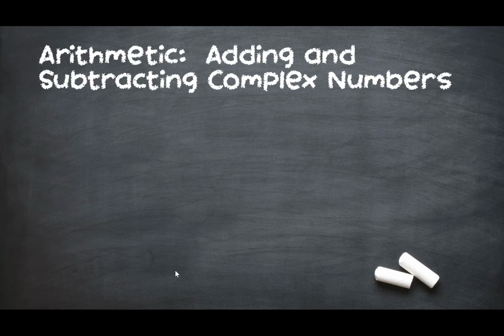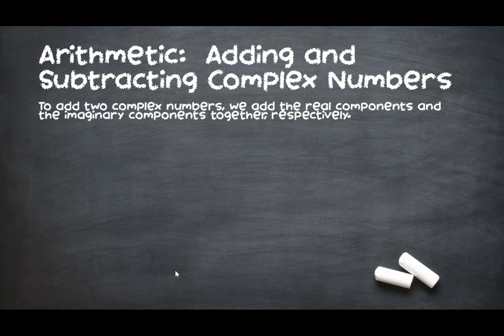So to add and subtract complex numbers, which is going to be the next thing, we would like to take any two complex numbers and add them. Basically the bottom line is we just add the real components together, and then we add the imaginary components together, no matter if we're adding or subtracting.